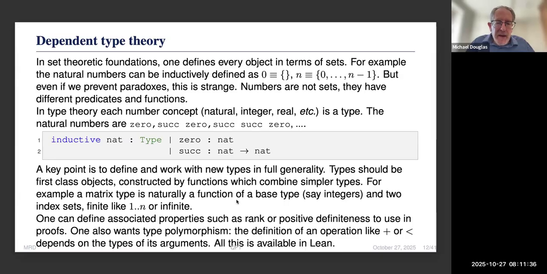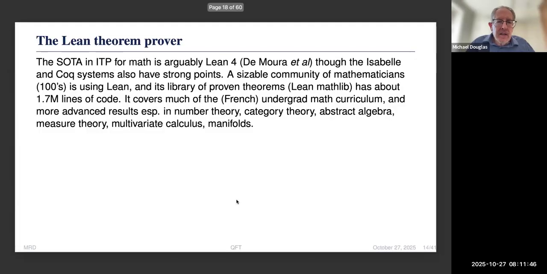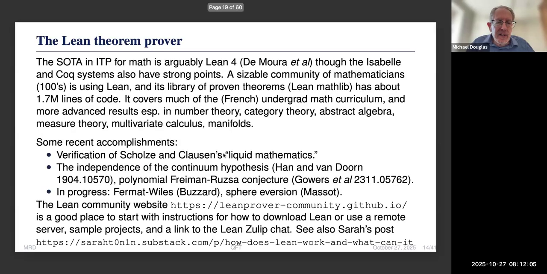So all this is the background that led to the development of Coq, and then Lean is basically a modernization of the lessons learned from Coq. Okay, so now we have Lean 4. We have a sizable community using it. I should update this slide because the Lean Math Lib is almost 2 million lines of code now. So it's a lot of the undergraduate math curriculum. It has many more advanced results. The measure theory is going to be very crucial for what we describe later.